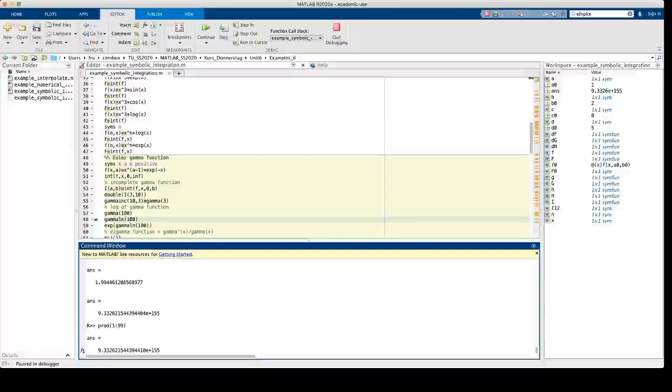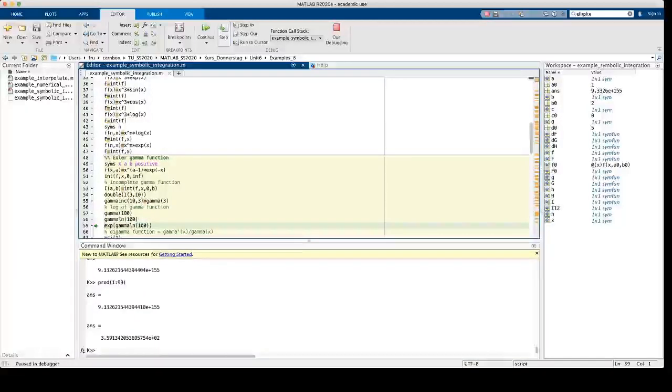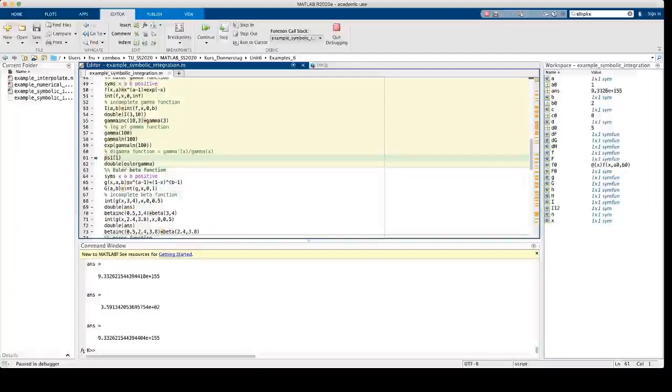It's sometimes useful to operate not with the gamma function itself, but with its logarithm, which is called gamma ln. So this is about 360. If we now take the exponential of gamma ln of 100, we should retrieve gamma of 100.